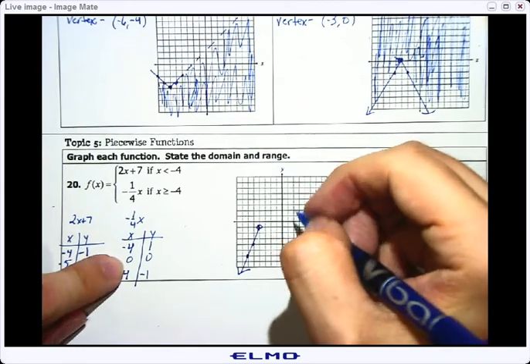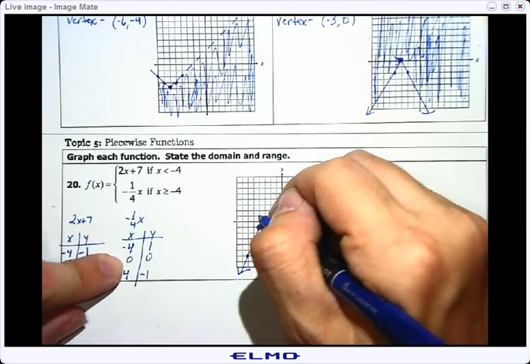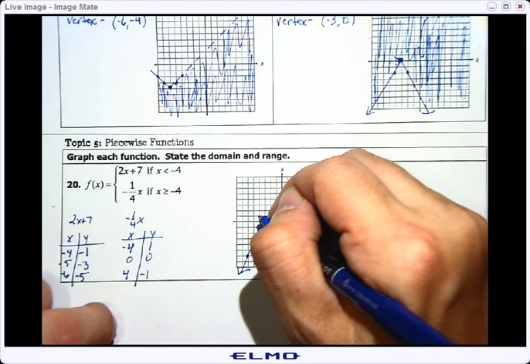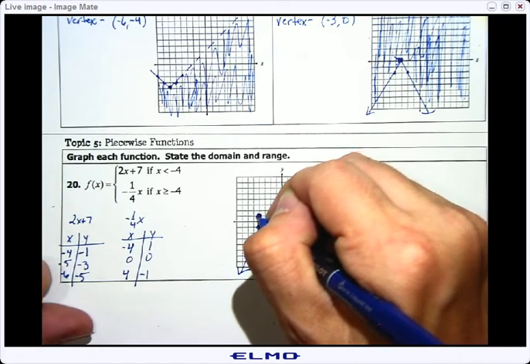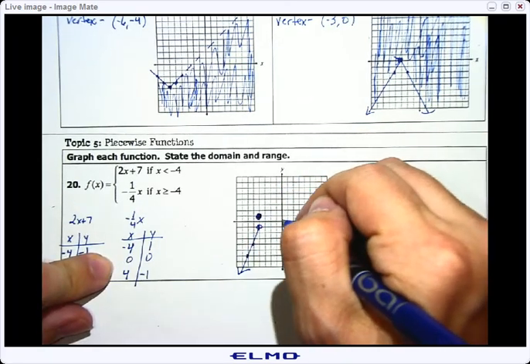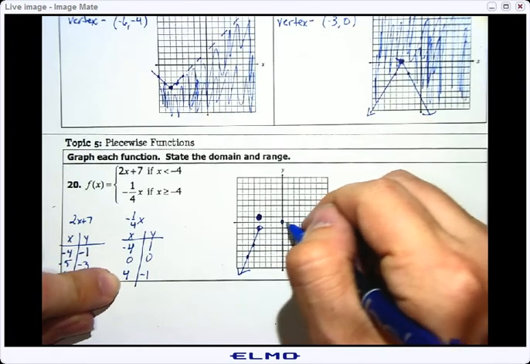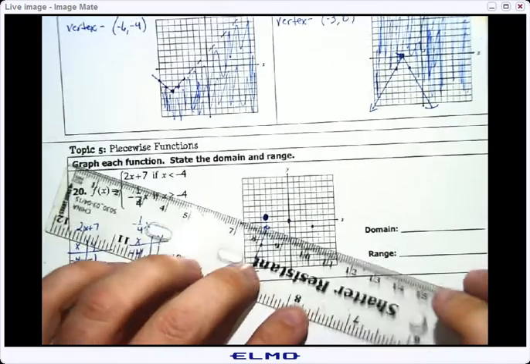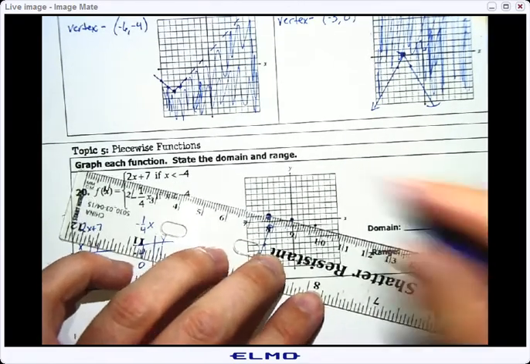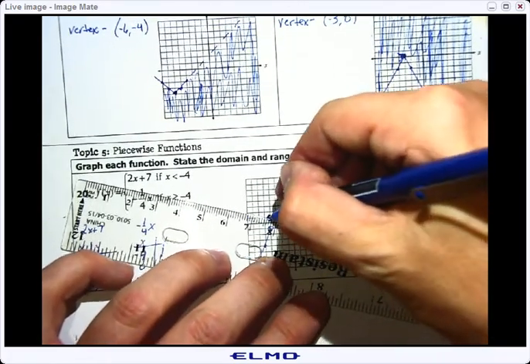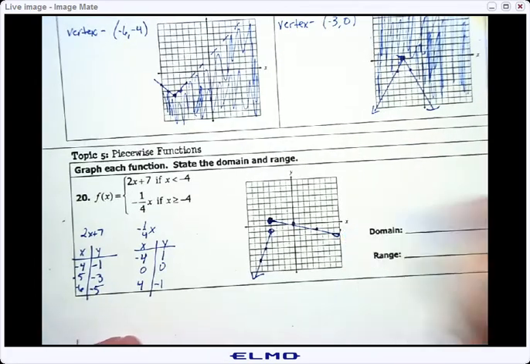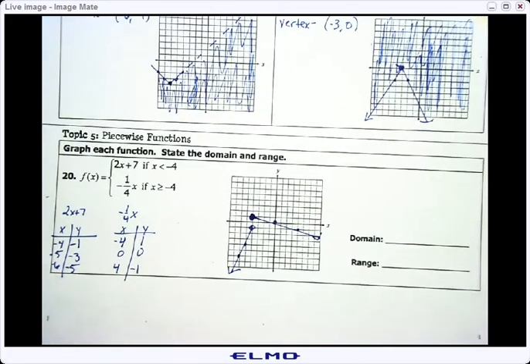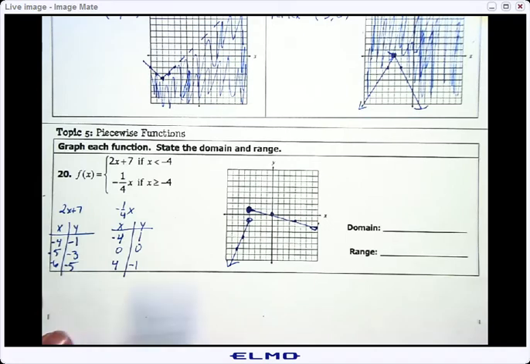All right, plotting these points, -4, +1. Since it's an or equal to, you'll have a closed circle. Have a point at 0, 0, and have a point at 4, -1. So just connect that. There's your other piece.